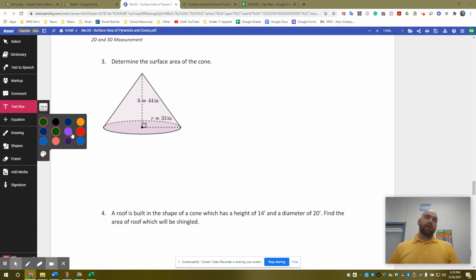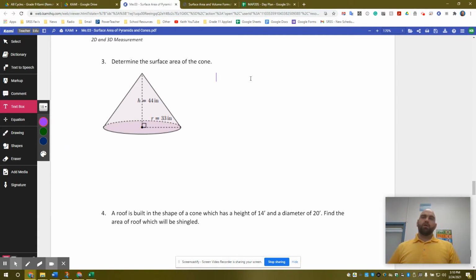We need to do that because our formula for the surface area of a cone is equal to pi r squared plus pi rs. So we need to know what our slant height is. To do the slant height, we're going to use Pythagorean theorem. We think of it as A, B, and C, or R, H, and S, if you so choose.